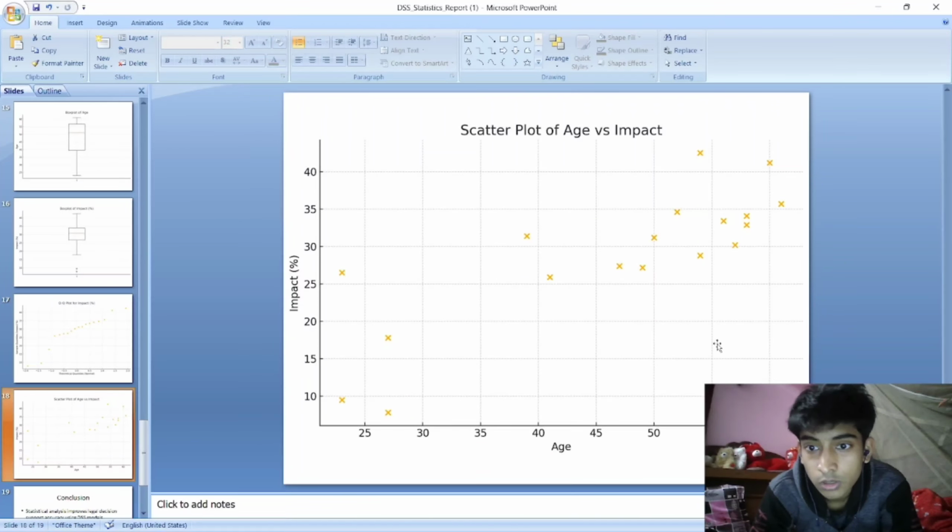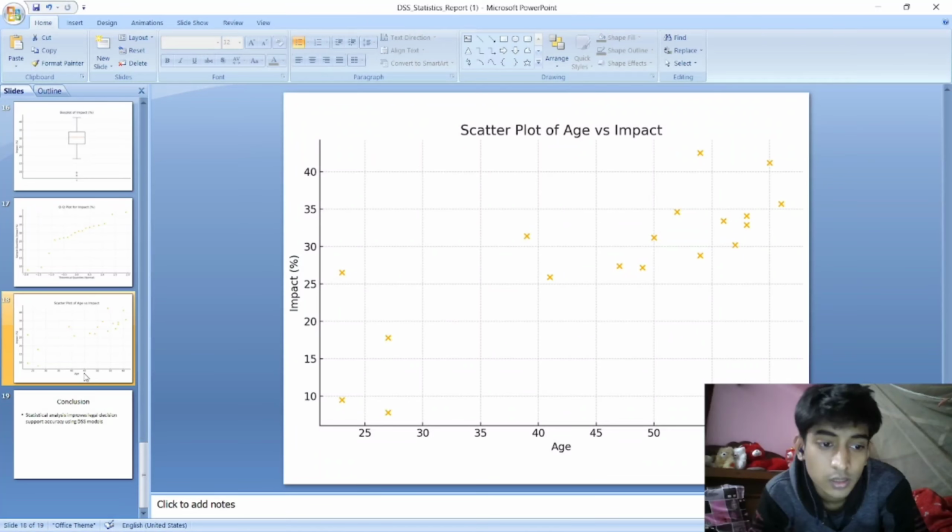Then we have the scatter plot. In the scatter plot, we can see that the majority of our data is here, and then we have some other data. On this majority of data, this is impact percent on the y-axis and this is age on the x-axis. So we could say from this scattered data that the majority of older people or older complaints have a higher impact percentage. As you can see, older age complaints have a higher impact percentage. From the scatter plot, we can tell this, right?